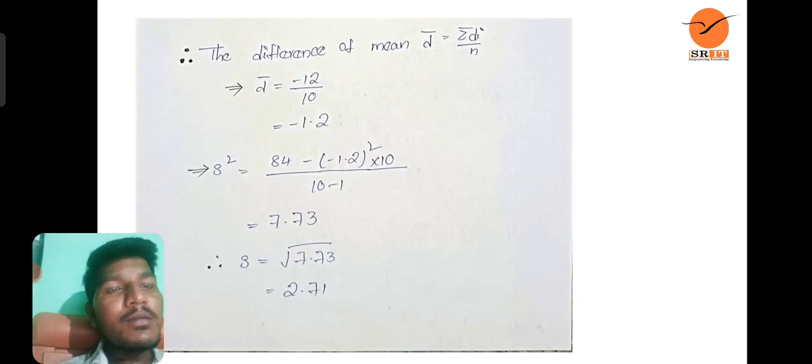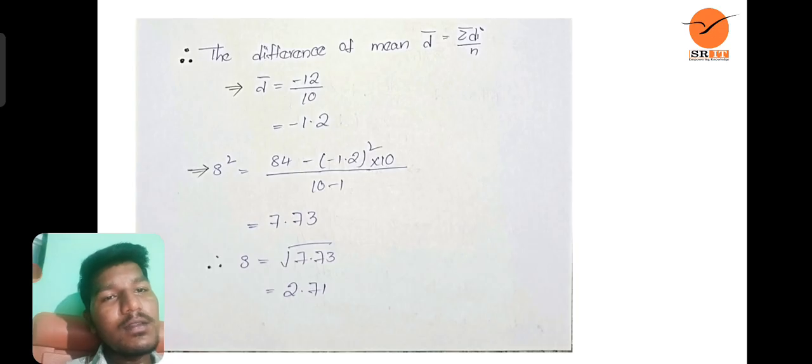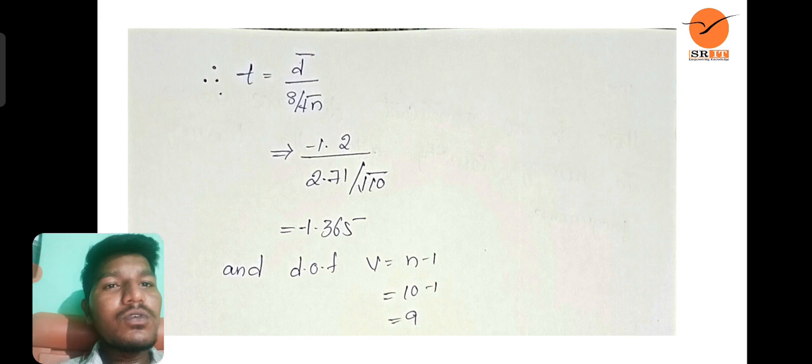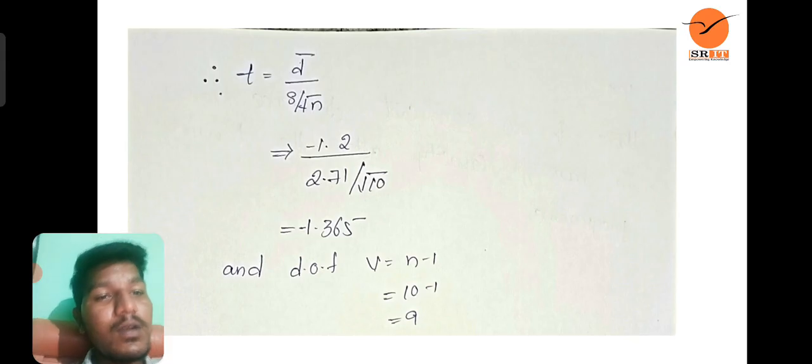The mean difference d bar is equal to the sum of di by n, so d bar is equal to minus 12 by 10, which is minus 1.2. S square is equal to 84 minus 10 times 1.2 squared, divided by 10 minus 1, which is 7.73. S is equal to root of 7.73, which is 2.71. Then T is equal to d bar by S by root n, which is minus 1.2 by 2.71 by root 10, equal to minus 1.365, and the degrees of freedom is n minus 1, equal to 10 minus 1, which is 9.